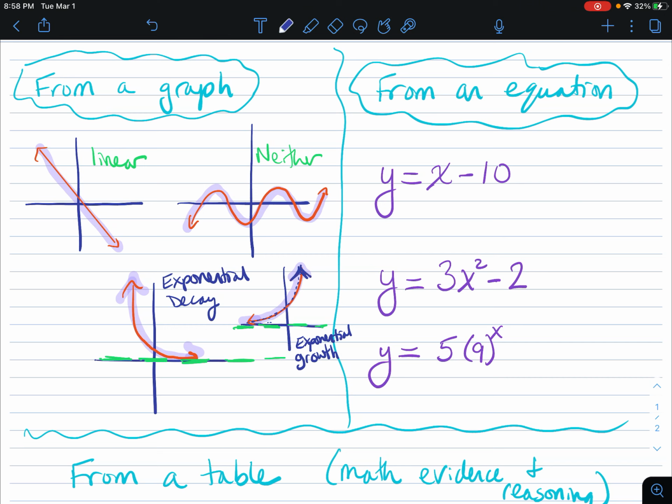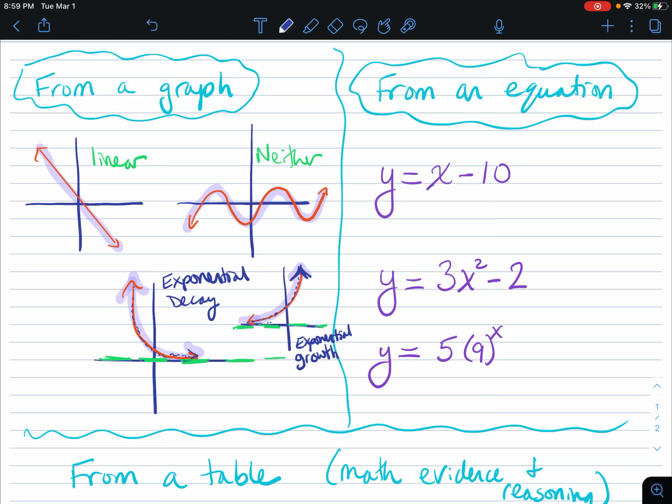Okay, now if we look at this decay one from left to right, you can see we're going down, down, down, down, and getting closer and closer to zero in this case. So that's your decay. Okay, so that's where you'll get a picture of a graph, and all you have to do is just identify, is it linear, exponential, or neither?